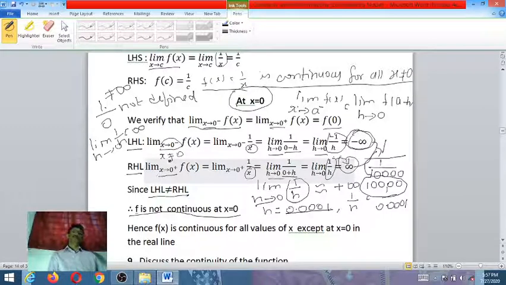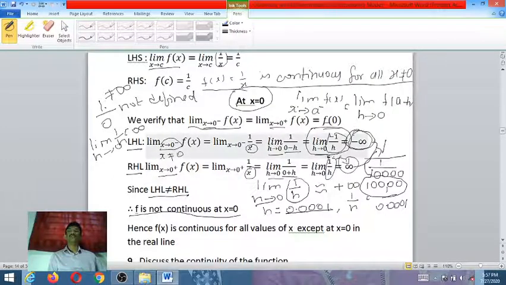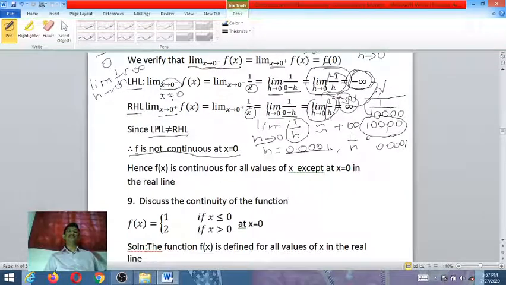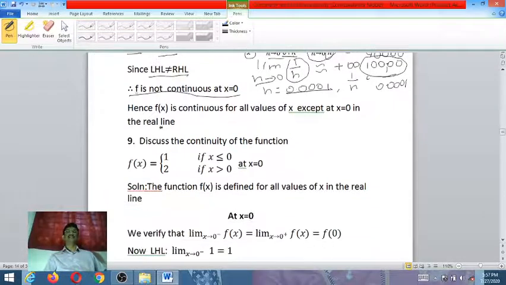Remember, 1 by 0 is not infinity, but look here. What is this? This is the limit of 1 by h as h tends to 0. Here, the limit of 1 by h as h tends to 0 is infinity. So we see one concept of how we can define infinity, right? Whenever you have 1 by 0, don't say it is infinity. Whenever you apply the limit here, we can say it is infinity, right?